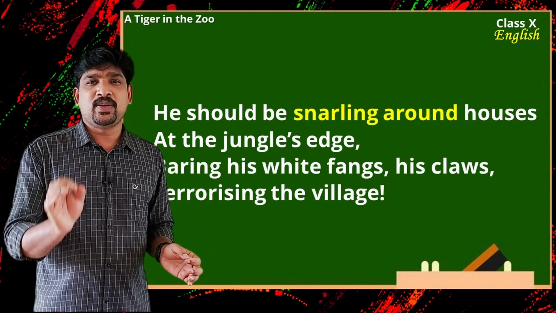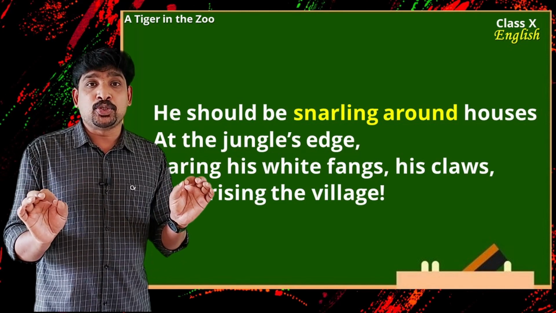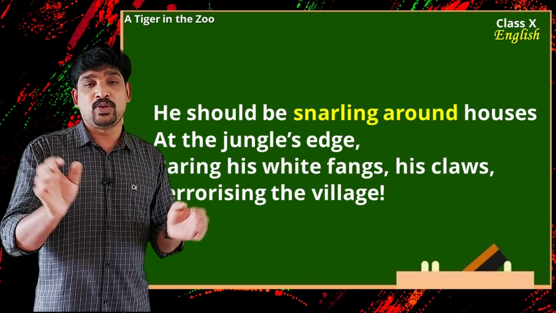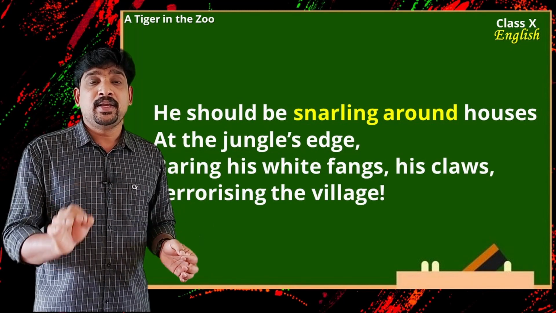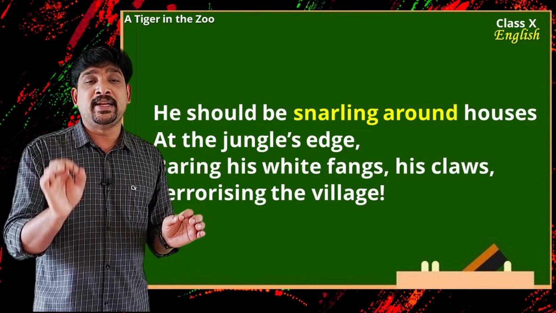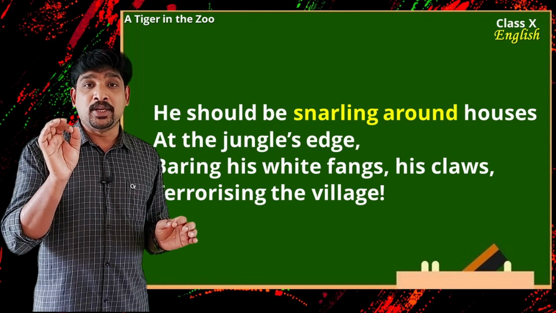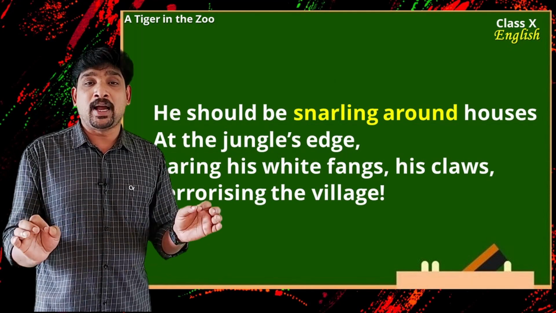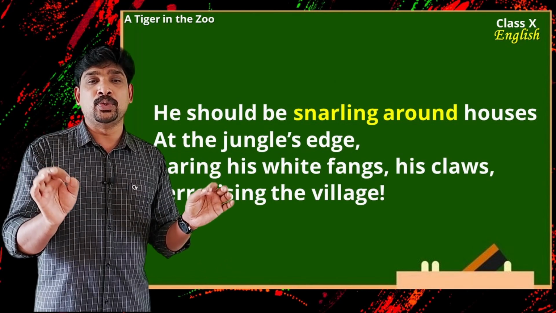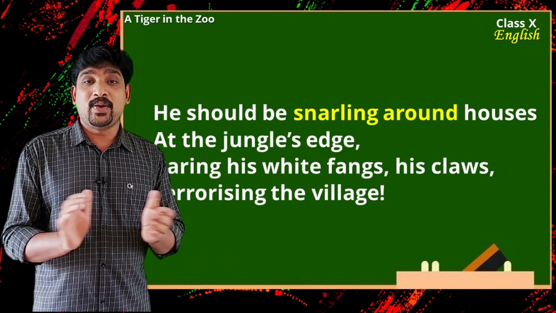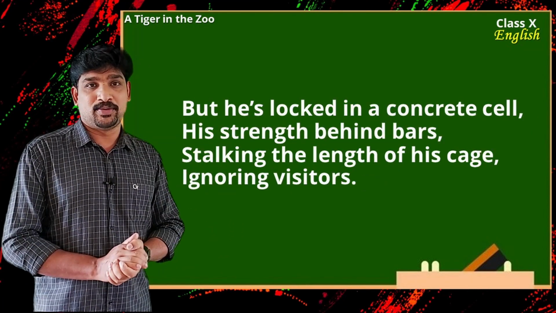What the poet tries to convey here is that the tiger should not be confined to the four walls of its cage in the zoo, but should be let free to do all that it does as a wild animal. It should be hunting its prey or terrorizing the villagers. It should be allowed to do everything that it could do as a wild animal. Now let us move on to the fourth stanza of the poem.